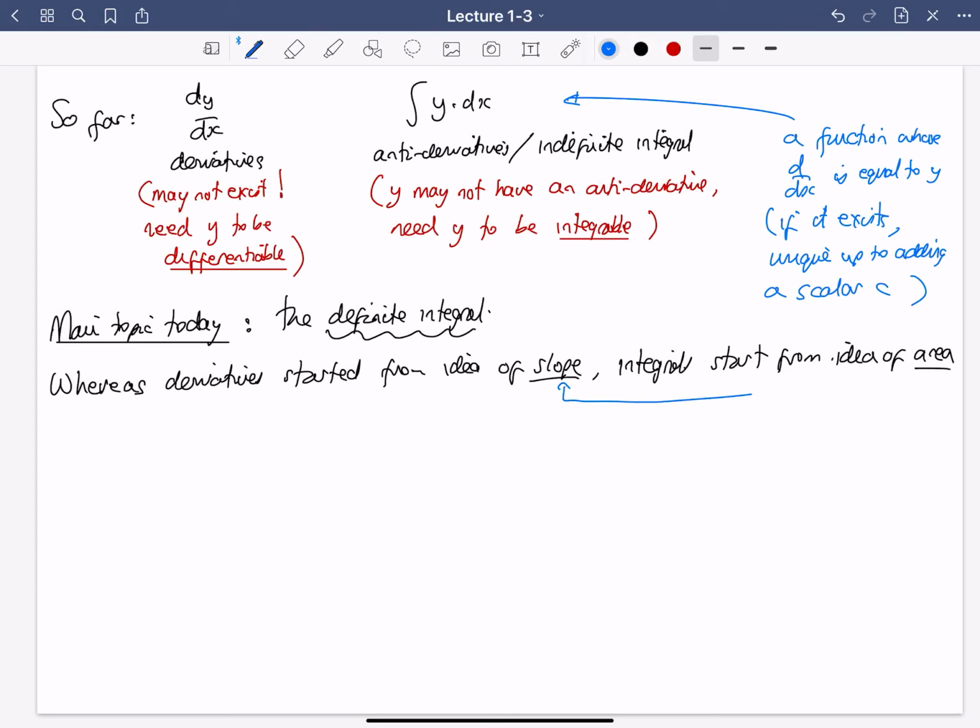And I mean, when you see these two notions, area and slope, they're seemingly unrelated. I mean, they just seem like different concepts. You wouldn't think the one had anything to do with the other.